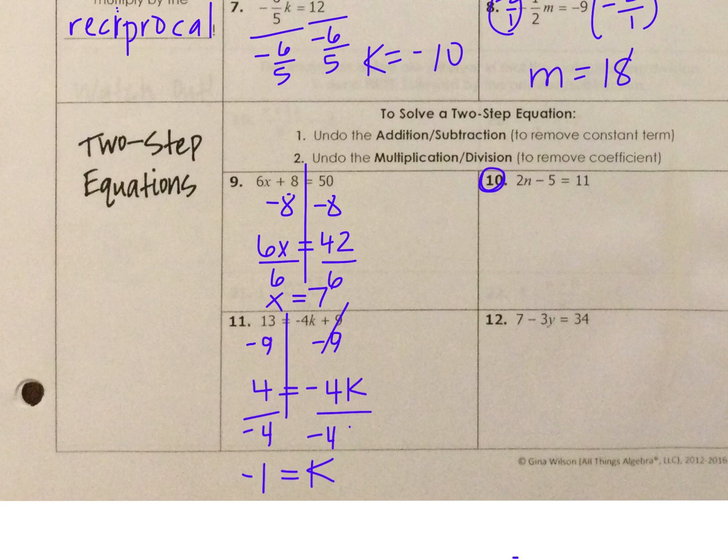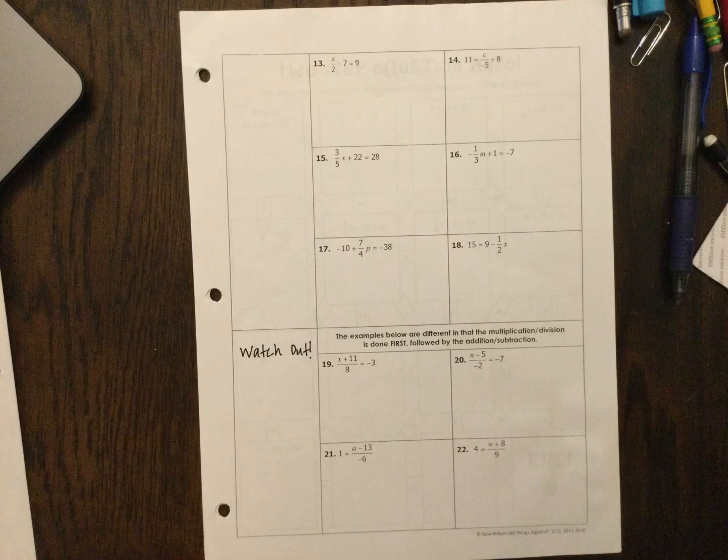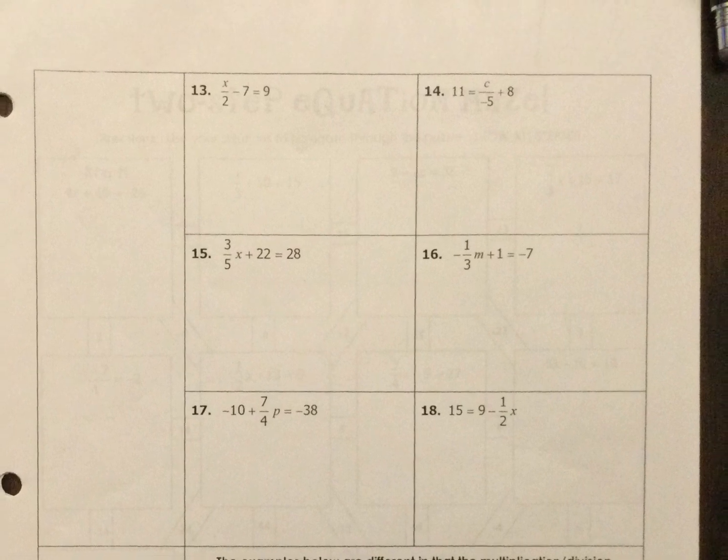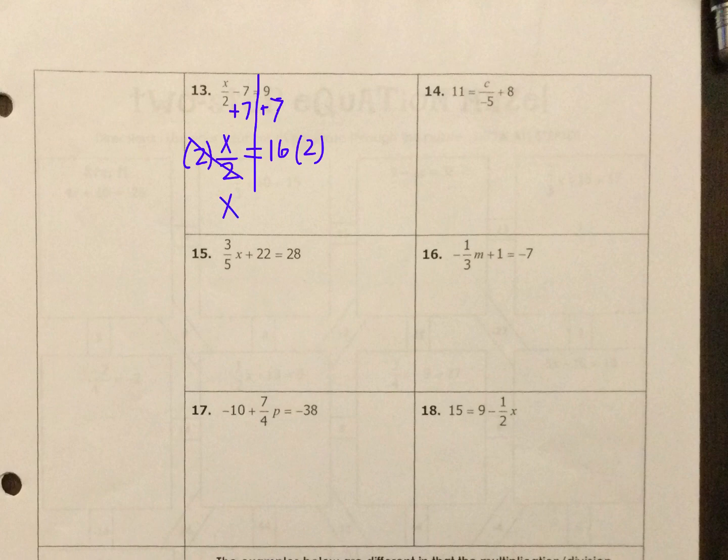I would like for you to do 10 and 12 on your own. After you do that, turn to the next page. All right, on this page, we're doing the same thing. First, I got to get the 7 and the 9 together. So I want to add 7. Sorry, I'm left with x/2 equals 16. I'll multiply both sides by 2. X is going to equal 32.